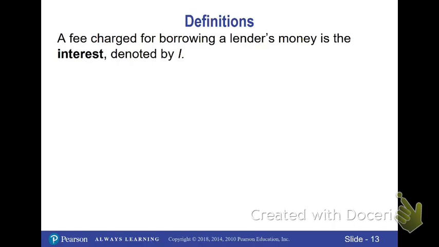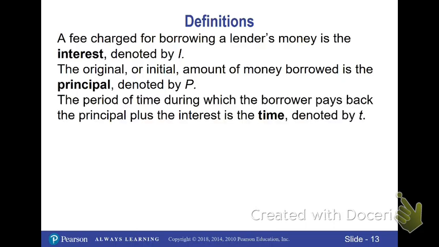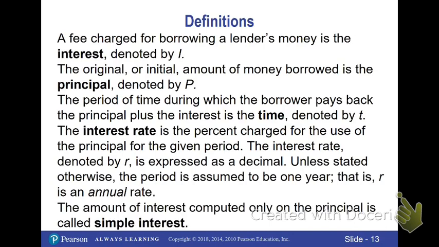All right, so some definitions here. It says a fee charged for borrowing a lender's money is called interest. Remember, principal is the original or the initial amount of money that's being borrowed. The period of time in which the borrower pays back the principal plus interest is going to be our time, T. And the interest rate is a percent charged for the use of that principal for a given period. Interest rate is R, and you always express it as a decimal. Also, unless it's stated otherwise, the period is assumed to be 1 year. That is, R will be an annual rate.